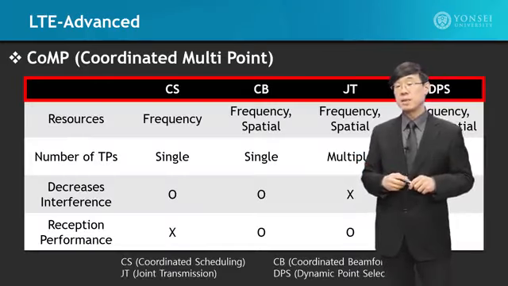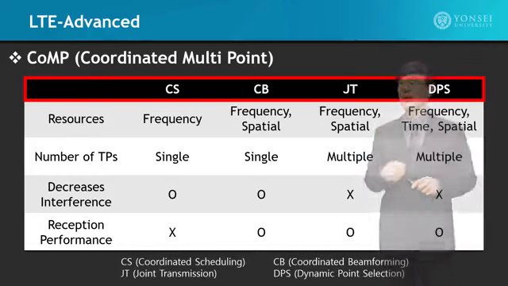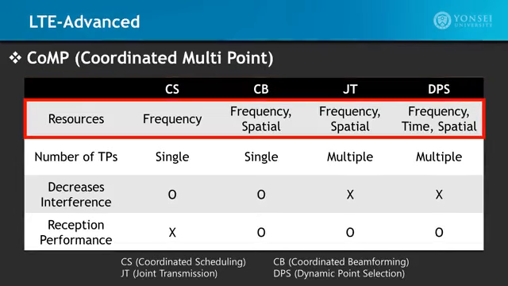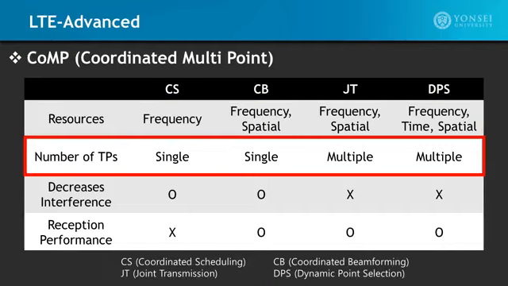Let's compare them a little bit side by side since there are four of them, and here we go. There's CS, CB, JT, and DPS. Resource-wise, it's frequency for CS, frequency and spatial diversity for CB, the same for JT, where DPS will use spatial, time, and frequency all coordinated together. The number of TPs: in CS and CB, it is all single, but for JT and DPS, multiple TPs are used.